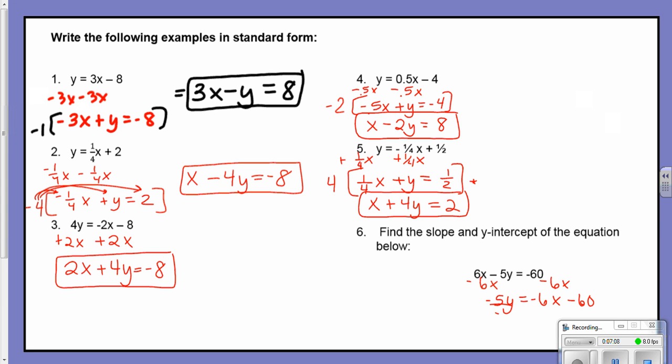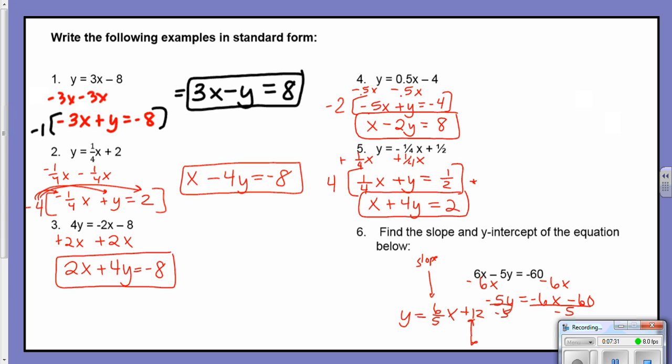So here, I'm going to divide by negative 5, run it into a little bar here. So y equals positive 6/5 x plus 12. So my slope would be 6/5, and my y-intercept would be 12. Okay?